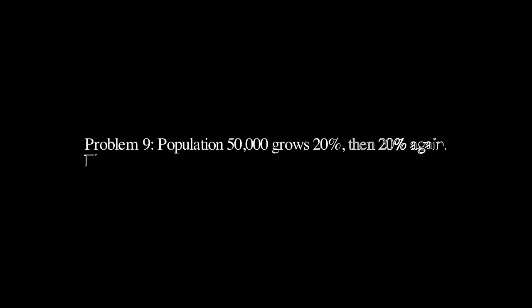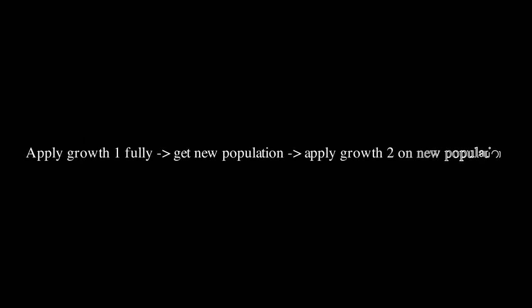A city's population grew by 20% in 1 year and then grew by another 20% the next year. If the population was 50,000 at the start, what was the population after these 2 years of growth? This is another successive change situation like the 2-discount television scenario. Except both changes are increases this time, we apply the first 20% growth fully, get the new population, then apply the second 20% growth on that new number, not on the original.